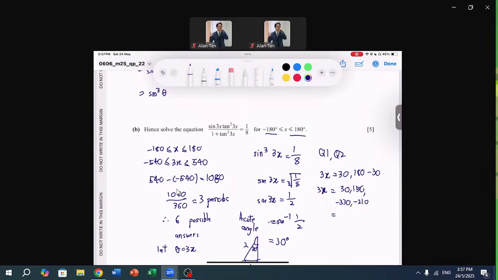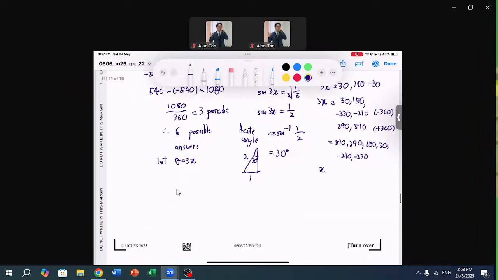And then we're also going to take plus 360, which will be 390 and 510. So rearranging this, sorry, this is minus 360, this is plus 360. So arranging them in order: 510, 390, 150, 30, negative 210, negative 330.